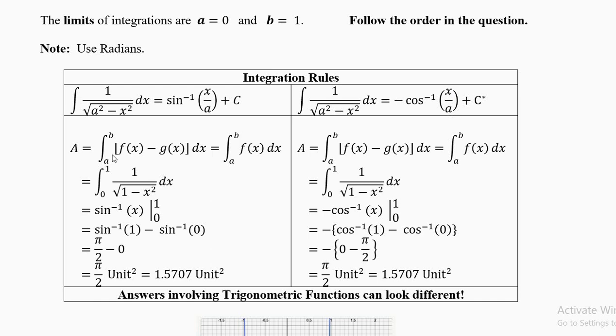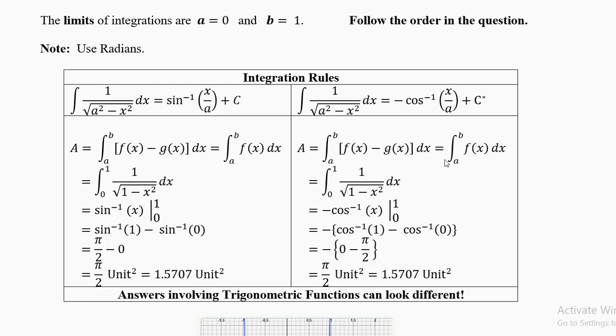Now the area is the integral from a to b of f minus g, which is f of x. If you use the first idea, sine inverse x going from 0 to 1, you get sine inverse 1 minus sine inverse 0. Sine inverse 0 is 0 and sine inverse 1 is exactly pi by 2. And if you do the decimal expansion, you get 1.5707.